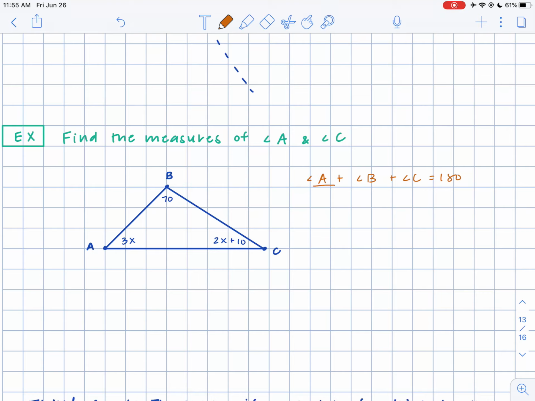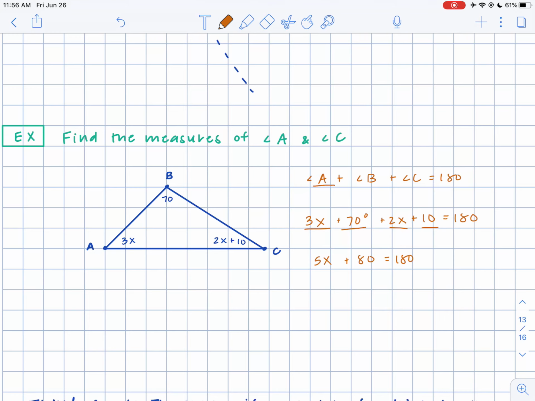Well, how do we represent angle A? It's represented as 3x in this example. The measure of angle B is given, and angle C is represented by 2x plus 10. And this should all equal 180. Now we can combine like terms and simplify further. 3x and 2x gives 5x. 70 and 10 are just constants, so this gives us 80 plus 5x equals 180.